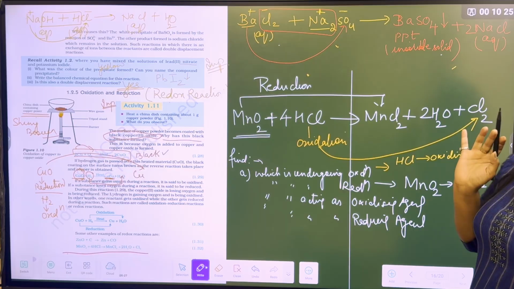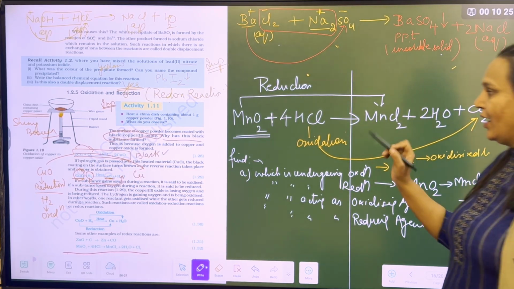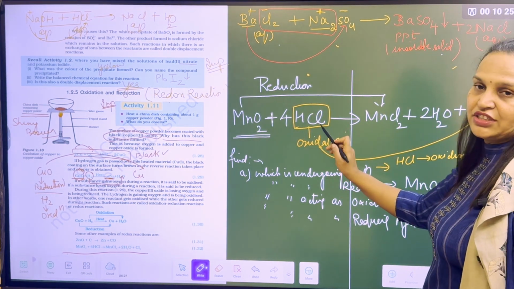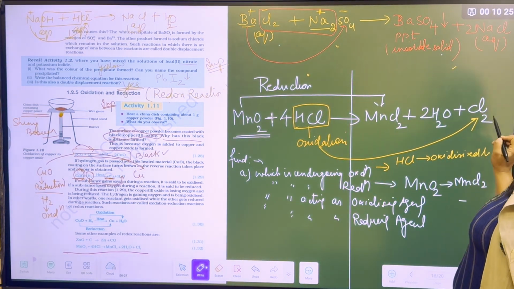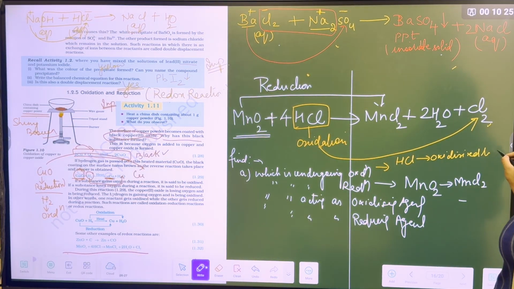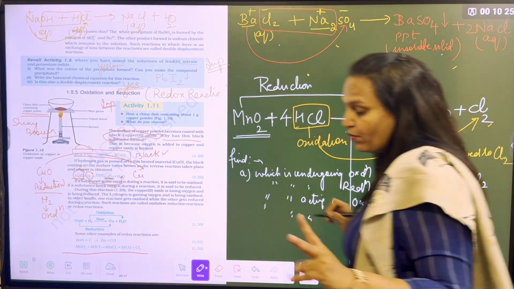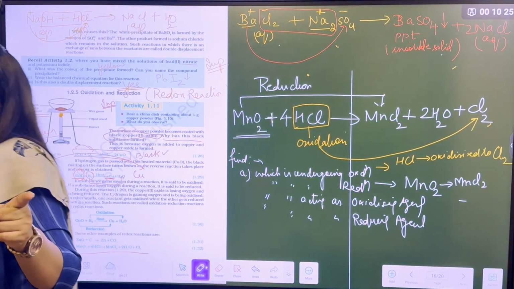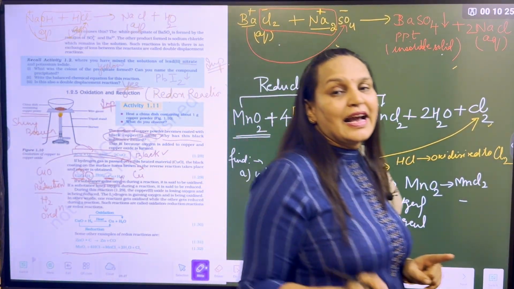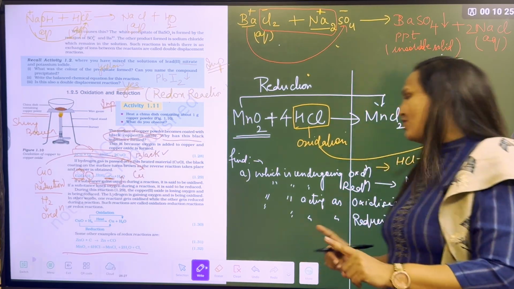You guys think at your level that oxygen is added. No. See here, HCl. Chlorine is non-metal, hydrogen is attached. From chlorine, hydrogen is removed. So HCl is oxidized to chlorine. In the exam, they will give you both options: HCl is oxidized to chlorine, HCl is oxidized to water. Which is the correct option? HCl is oxidized to chlorine.